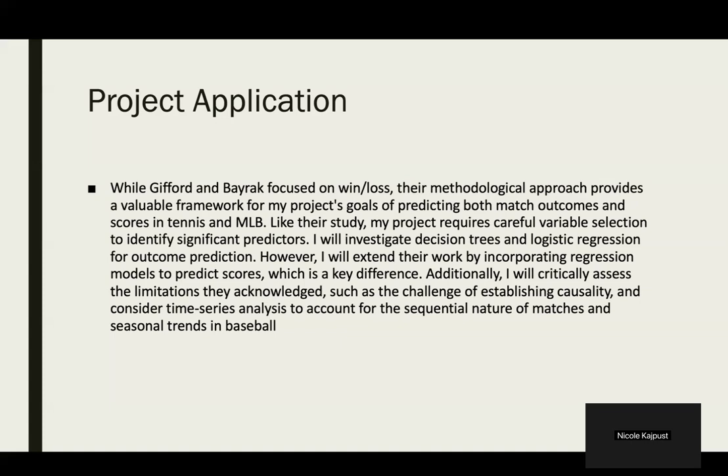Additionally, I will critically assess the limitations they acknowledge, such as the challenge of establishing causality, and consider time series analysis to account for the sequential nature of matches and seasonal trends in baseball.